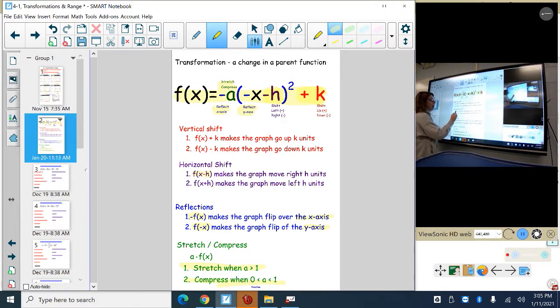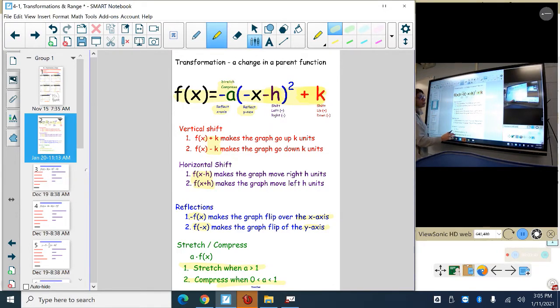It's always the opposite direction of what you think if you're going left and right. If it says minus h, you're actually going to the right. If it's plus h, you're going to the left. And the plus k and the minus k is exactly what it looks like. Plus k means you're going up, minus k means you're going down.